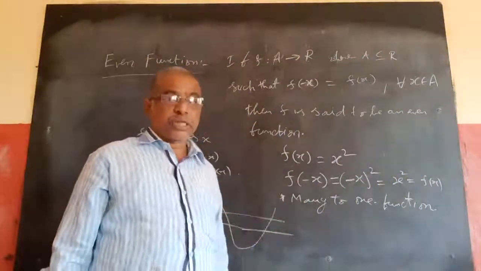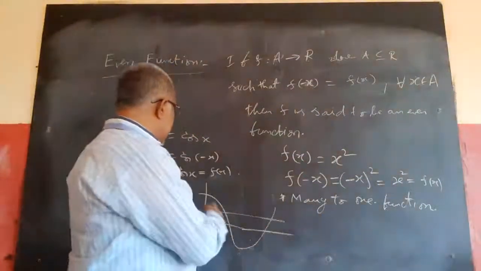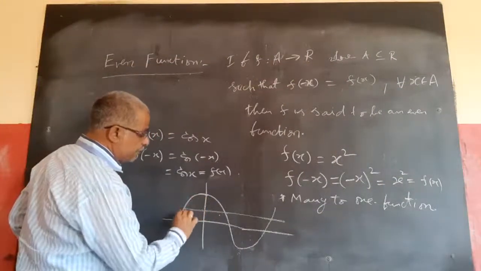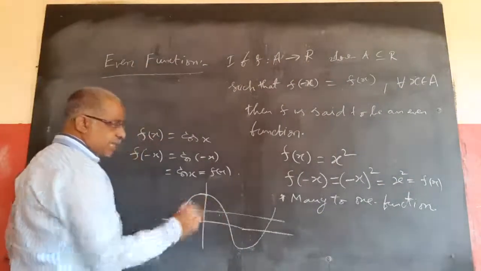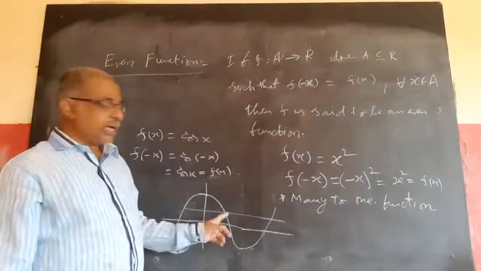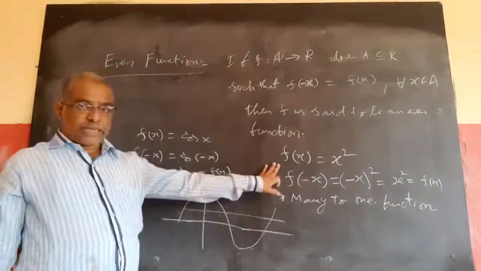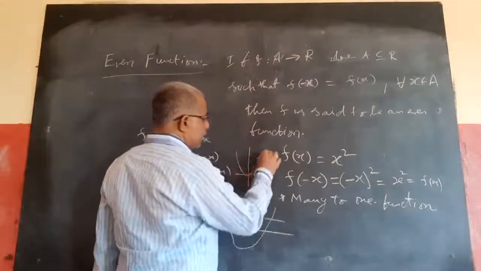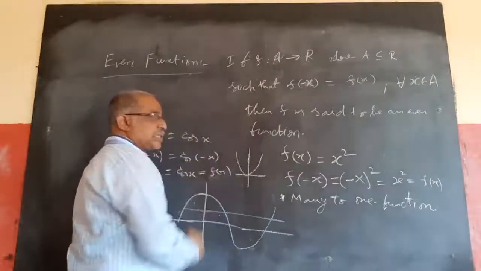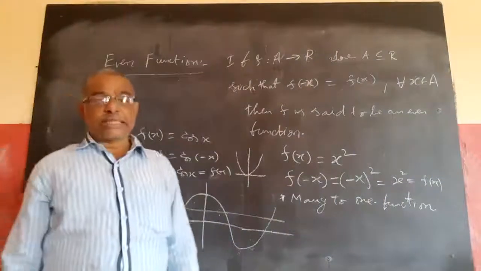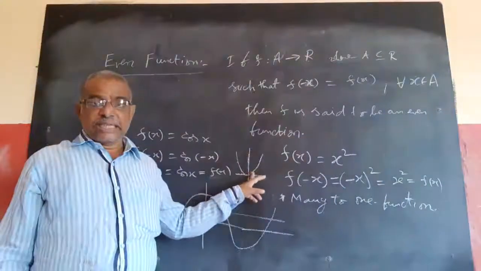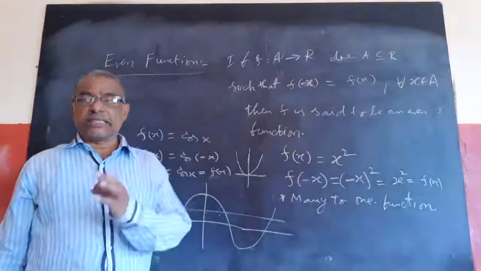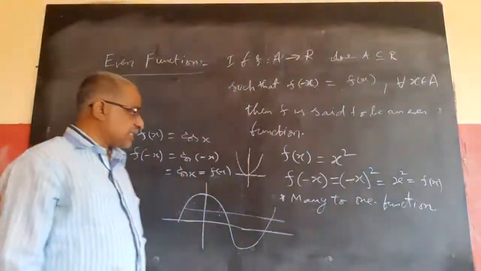Next, if you observe these graphs again, one more thing: this is symmetric about the y-axis. As I told you, f of x equal to x square is a parabola opening upward, so this is symmetric about the y-axis. So what I want to say is, an even function is always symmetric about the y-axis.